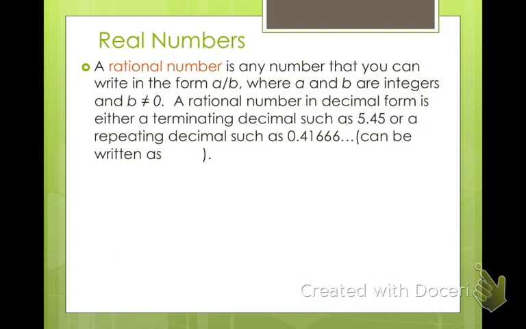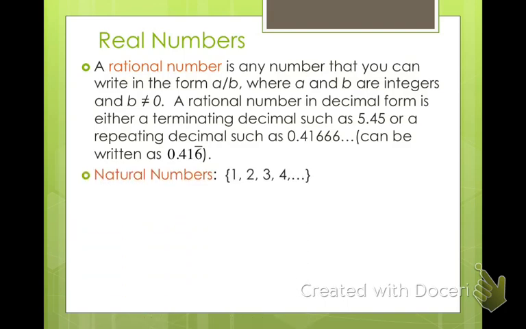So let's start with what are real numbers. This is going to be your vocab for today, so pause as you need. First, a rational number is a number that you can write in the form of a fraction. So anything that you can write something over something else. If you have decimals that end or decimals that repeat, those are all rational numbers because they can be written as a fraction.